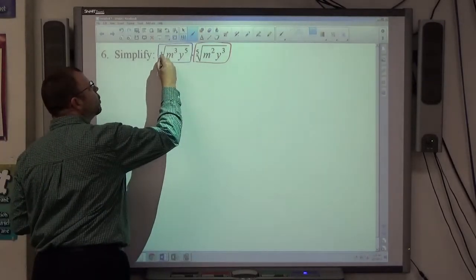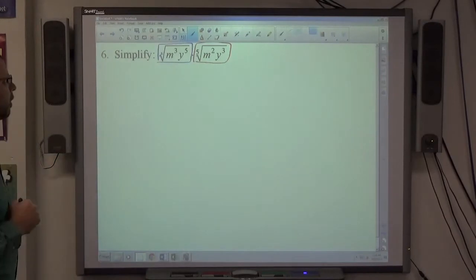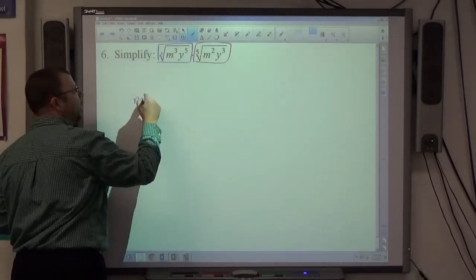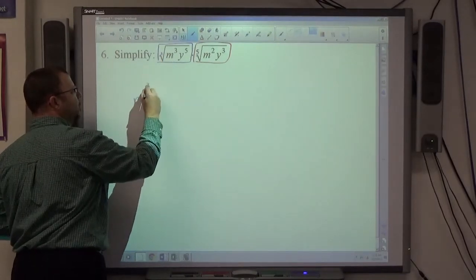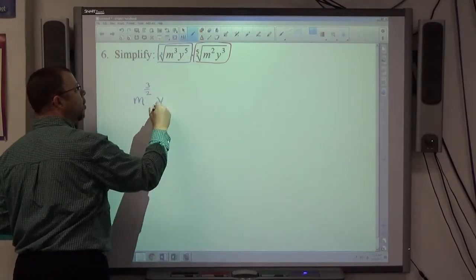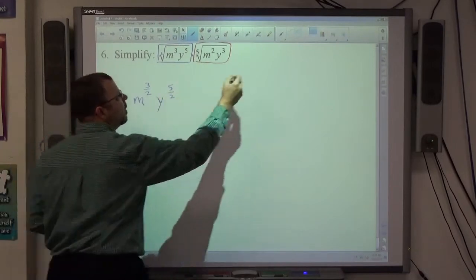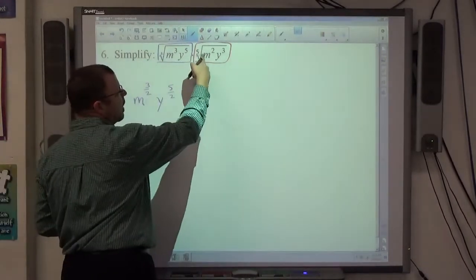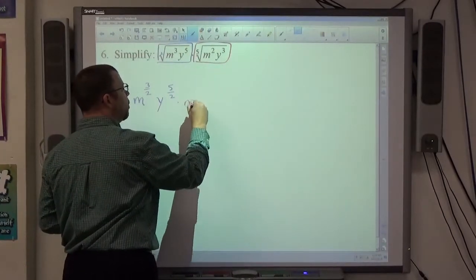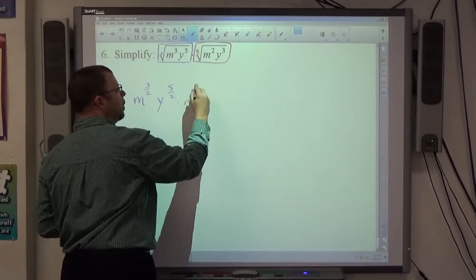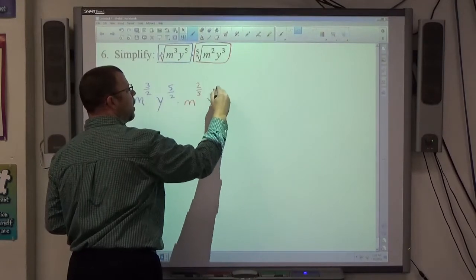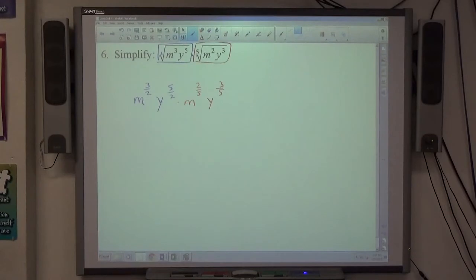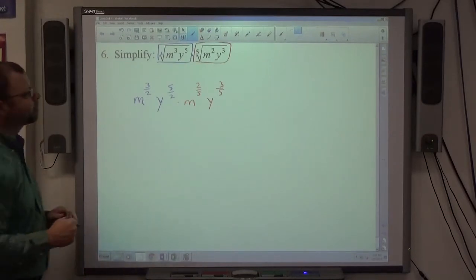The index of this is a square root, so it's understood 2 there. And I'm going to take m, and the power divided by the root gets me the fractional power. So 3 halves, y to the 5 halves. For the one outlined in red there, the index is 5, the powers are 2 and 3, so we make fractional powers again. Power divided by root is going to be 2 over 5, and y to the 3 over 5. So that's priority 1.